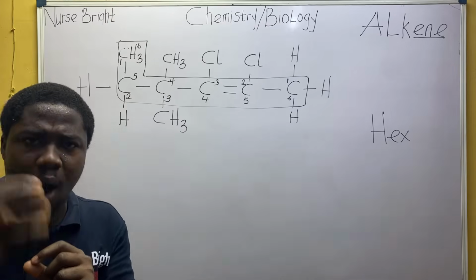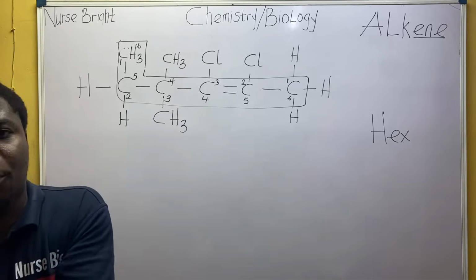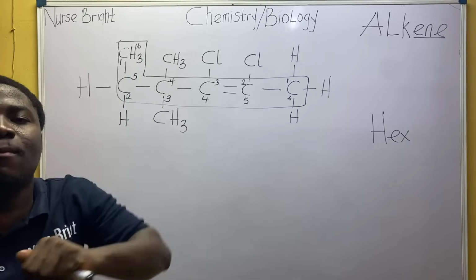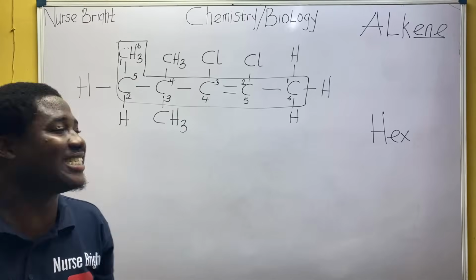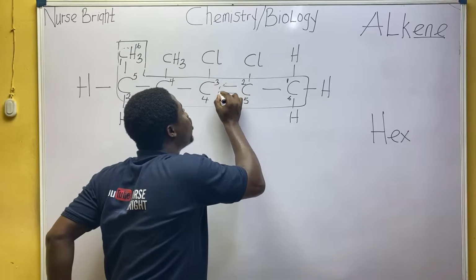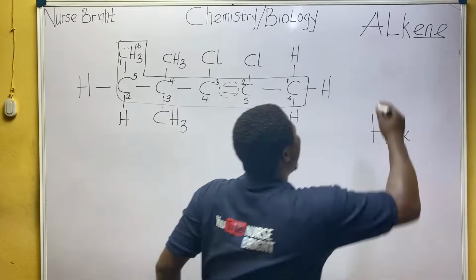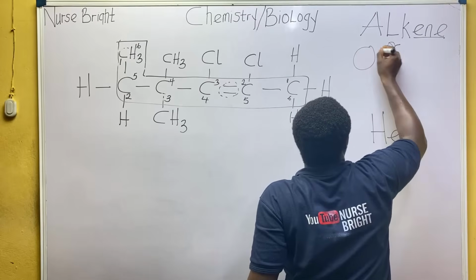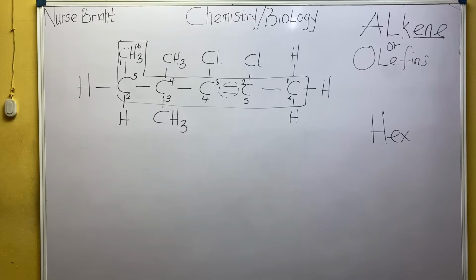The reason for this numbering is to ensure that our functional group, which is the baba of them all, is what gives that compound its identity. And who gives this compound its identity? It is this double bond functional group, which signifies the alkenes. Are you aware that the alkenes are also regarded to be called the olefins? Note them, it's very essential. Note them, these things are very, very essential.